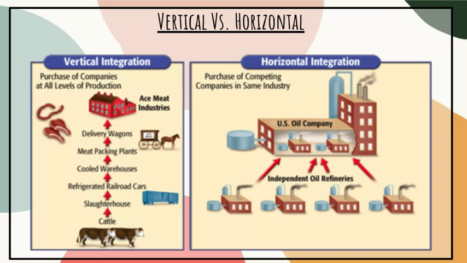The business owner owns everything from the bottom all the way to the top, to even whenever they're selling it, such as Ace Meat Industries. So they have every aspect in it. Now, horizontal integration is a little bit different.